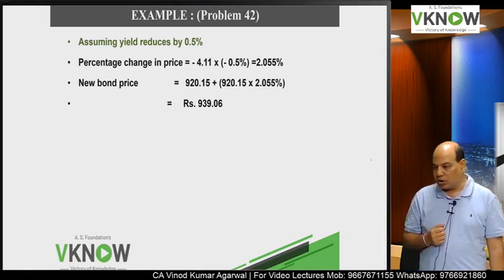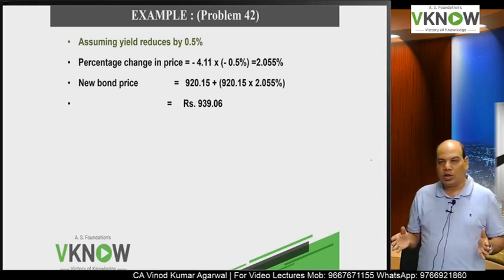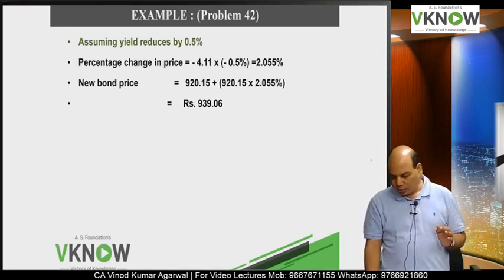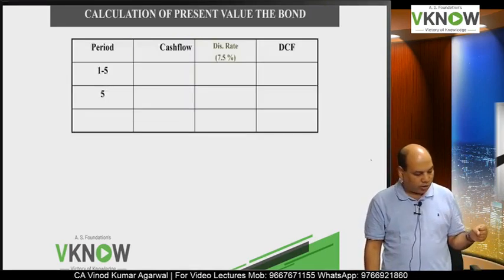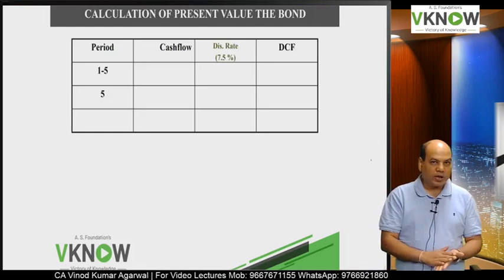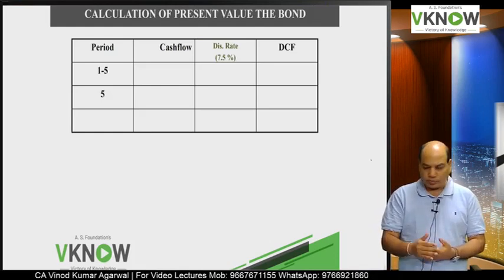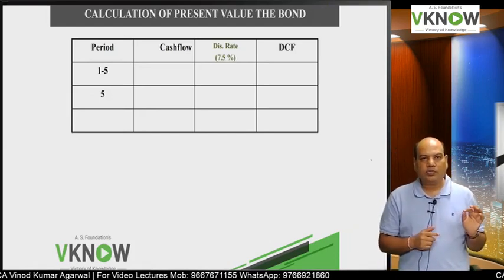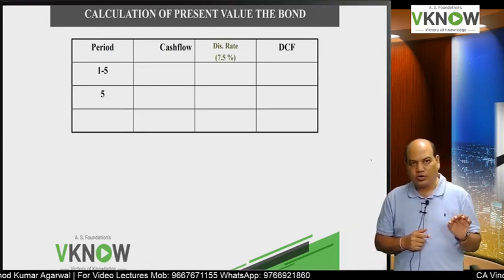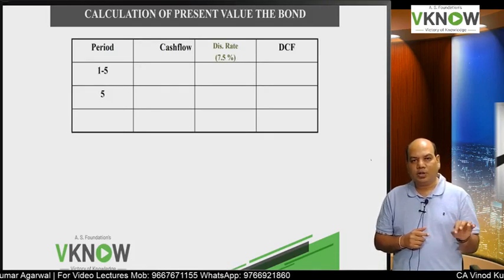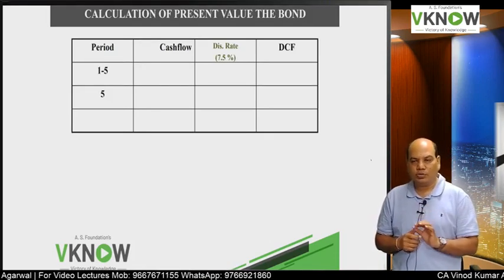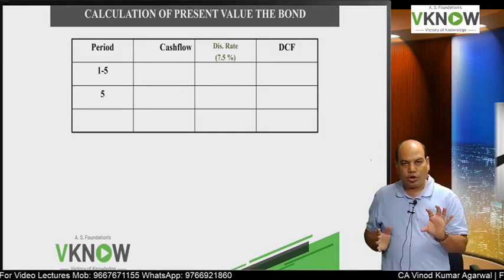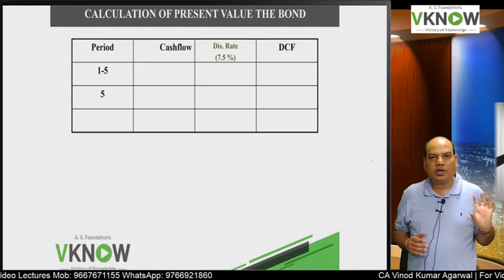Then the student can ask me, instead of doing so much, I could have simply discounted the future cash flow by 7.5%. Yes, you can do that also. So come to your paragraph number 31. There are two ways you can get the revised bond price. One is by applying the duration concept and one by simply calculating the present value. This present value will give you a more accurate answer. Duration will give you an approximately right answer.